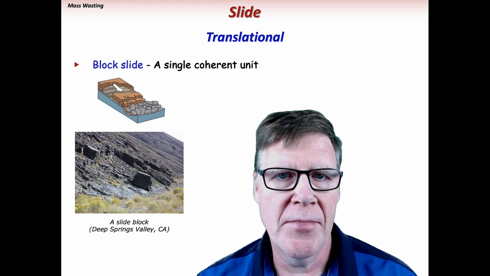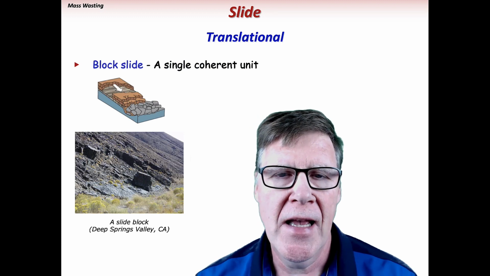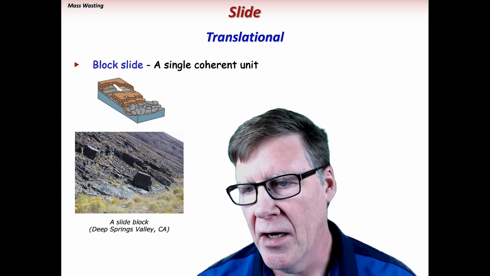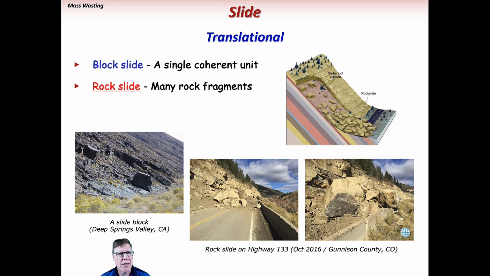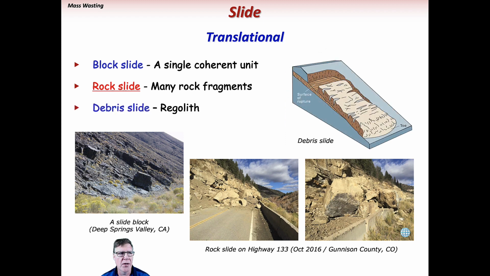Block slides are a type of translational slide where the rock mass moves along the slide plane as a coherent unit. You can see that happened here in Deep Springs Valley, California. Rock slides are similar, except that the rock mass breaks into fragments as it slides. See example here from Gunnison County, Colorado. Debris and earth slides can also occur above planar slip surfaces.